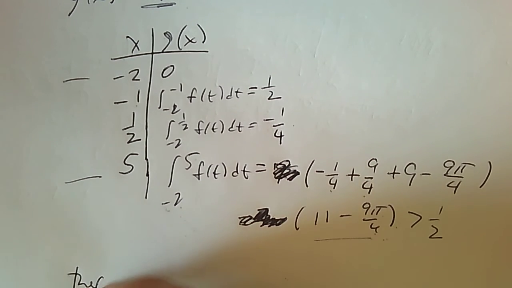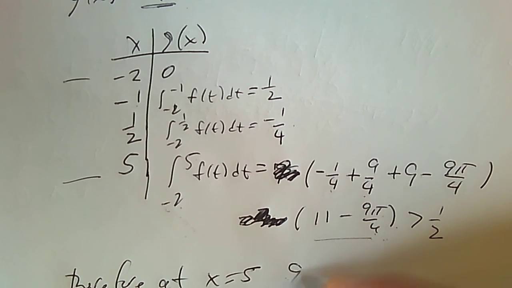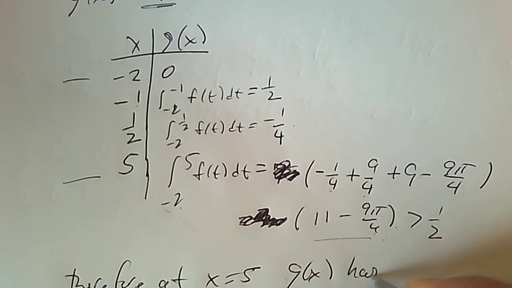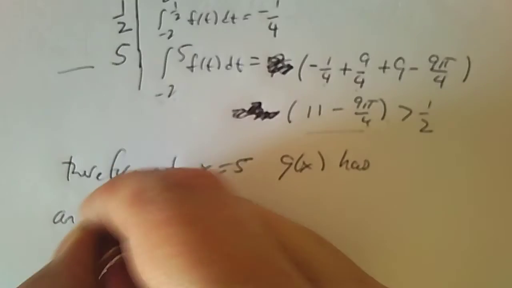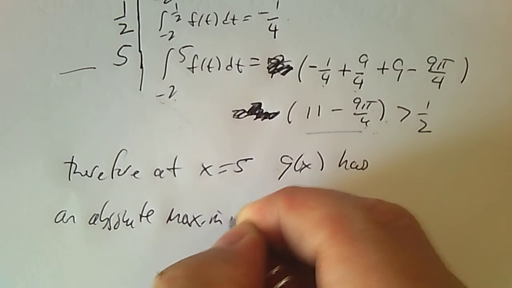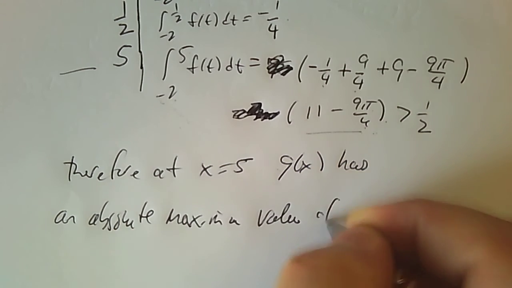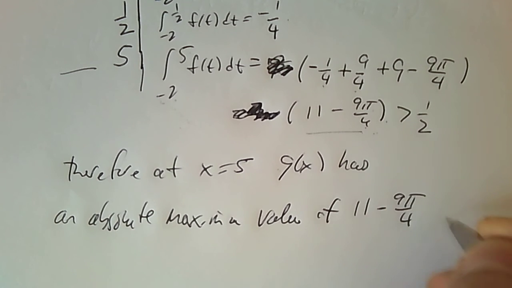So therefore, at x equals 5, g at x has an absolute maximum value of 11 minus 9 pi over 4. And it's done.